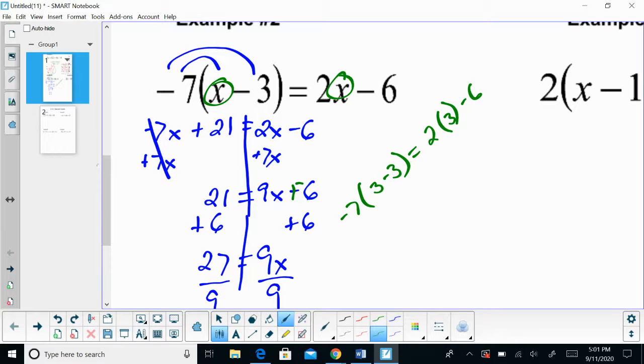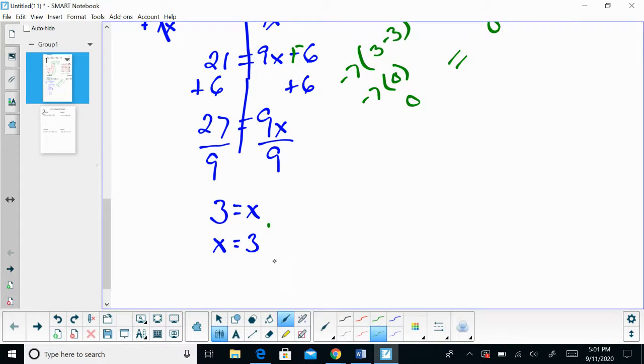If you remember your order of operations, you have to do the parentheses first. So 3 minus 3 is 0. So I have negative 7 times 0. Negative 7 times 0 is 0. Over on my right-hand side, 2 times 3 is 6. I do multiplication before subtraction. 6 minus 6 is 0. 0 does equal 0, so I know that 3 is a valid solution.